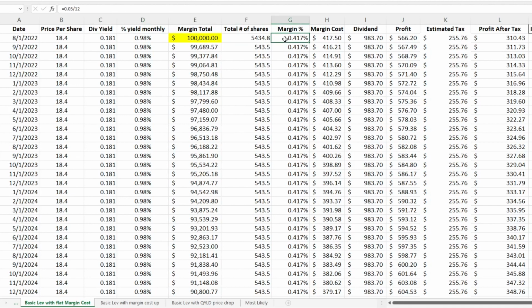So margin percent, right now, for Robinhood, as I mentioned, we're looking at 5%. We have a 5% divided by 12 because we're going to pay margin monthly. Now it is charged daily, but just for the ease of the example, we're looking at it monthly.